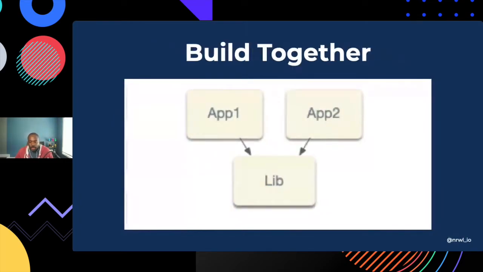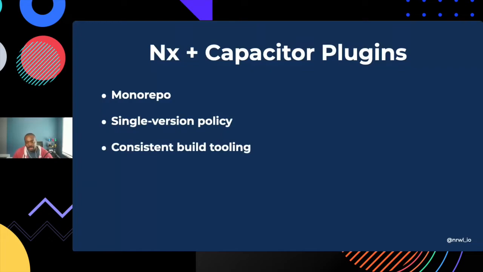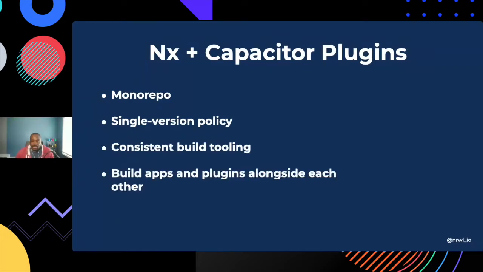But as we mentioned before, we want to build these things together. If we think of a Capacitor plugin as a library, then we can leverage some of those same ideas to build those things together in a monorepo to shorten some of that cycle. So with NX plus Capacitor plugins, you build them in a monorepo, and you get the single version policy, where your plugins are going to be on the same version. If these are plugins you're developing for your internal applications, you have consistent build tooling, and you get to build those apps and plugins alongside each other. Once you start building more of these, you're just going to get more code sharing out of the box.